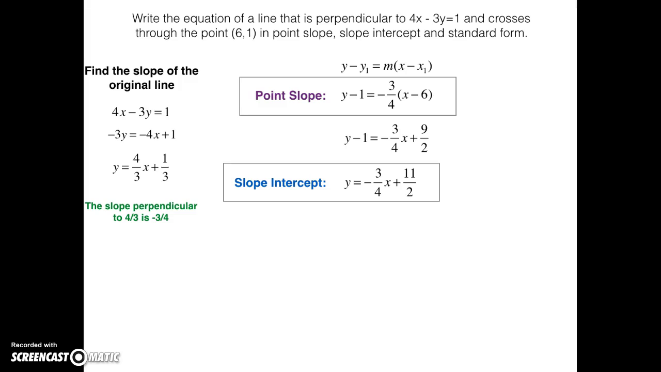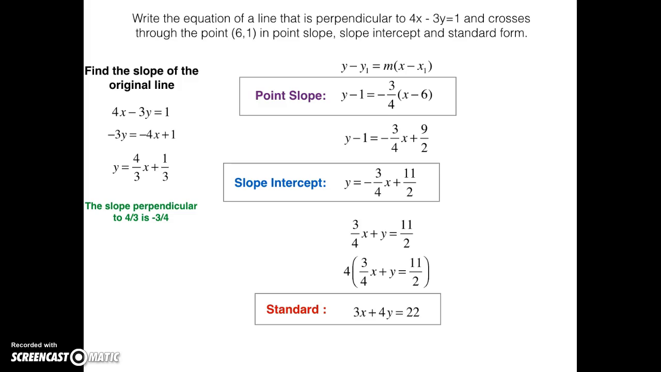And then to get to standard form, we need to add 3 over 4x to both sides. So now we have our x and y next to each other. We multiply every term by the lowest common denominator, so we're going to distribute the 4 to cancel out all of the fractions. Our final standard form is 3x plus 4y equals 22.